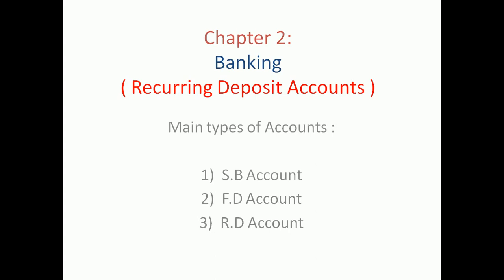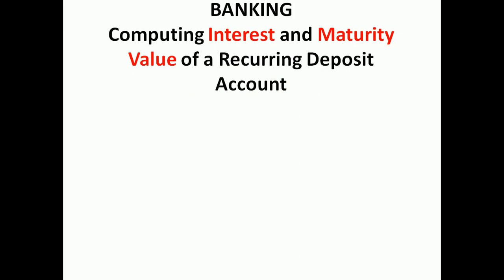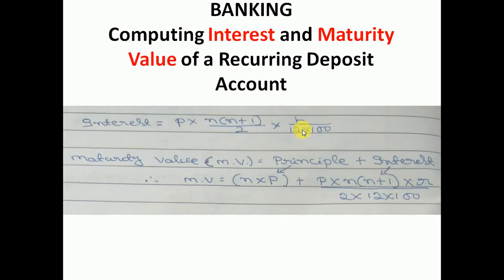So we prefer to go for an RD account when you can save some fixed money every month and you can use it in the long future. Hope you understand the difference between SB, FD and RD accounts. Now, as I said, our interesting and important point is how to calculate the interest and the maturity value on this recurring deposit account.